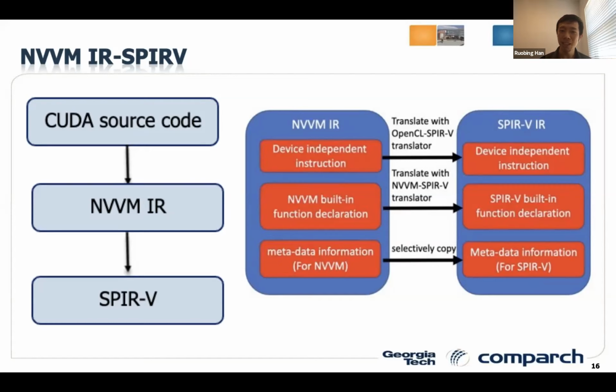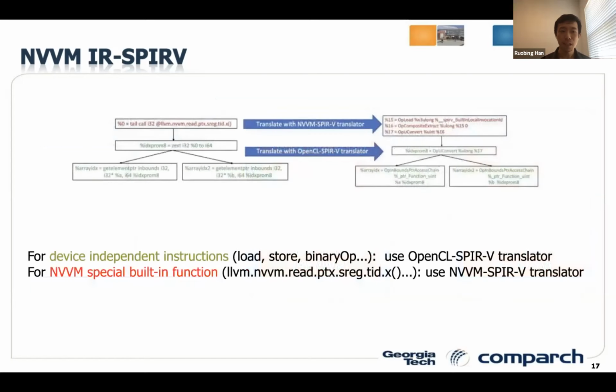And also metadata information, which is used for code generation, is also hardware dependent. It requires specific information for the given hardware, like the data layout, whether it is a 32-bit or 64-bit hardware address, or other things. So we have to specifically handle all those three parts.